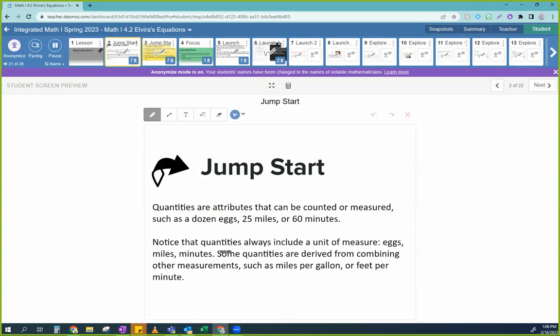So notice that quantities always include a unit of measure, like eggs, miles, or minutes. Some quantities are derived, meaning they come from combining other measurements, such as miles per gallon or feet per minute.